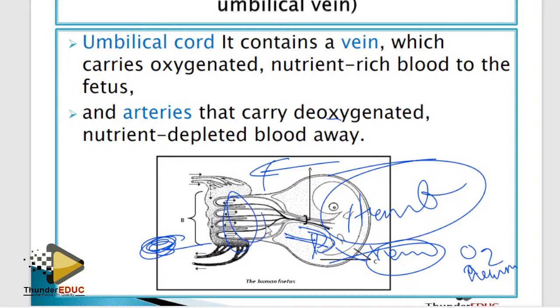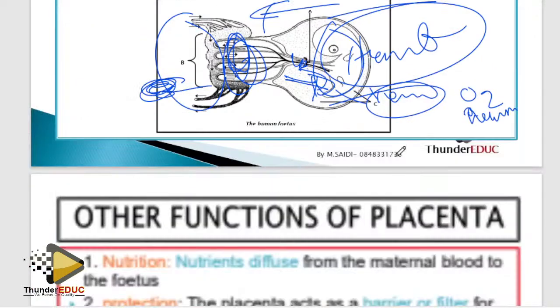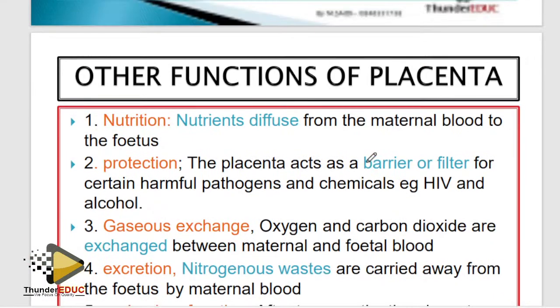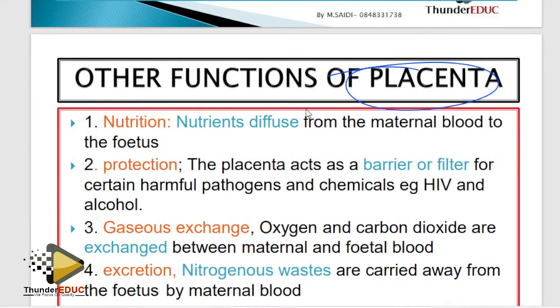This is a placenta, this is the umbilical cord, this is the fetus, this is the mother's. Done. Guys, not two functions of placenta. Two functions of placenta: nutrition, protection, gaseous exchange, excretion.